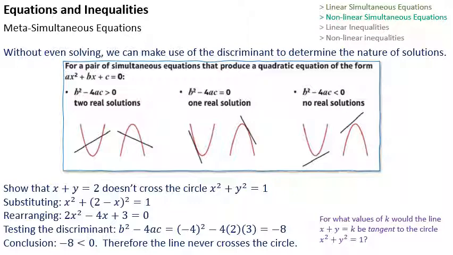Bonus question for you. For what values of k would the line x add y equals k be tangent to the circle x squared add y squared equals 1? So we tried x add y equals 2. Turns out it doesn't cross the circle. That line is too far away. Presumably there are values of k where the line does cross the circle, goes into it and then leaves it again. There might even be a value of k that you can think of where the line cuts through the middle of the circle. But can you find the boundary points, the values of k for which the line just touches the circle at a single point?